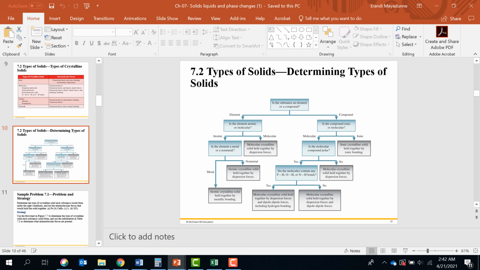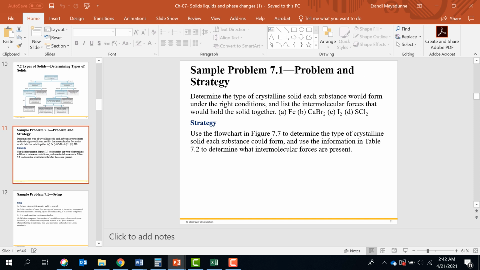You just need to see what type of solid it is and then determine the name. I have given iron here. It's just made out of atoms, right? Iron is just the atom, so it's an atomic solid and also metallic. Calcium bromide is an ionic compound, so it's going to be an ionic solid. I2 is just the element by itself, so it's a molecular solid.